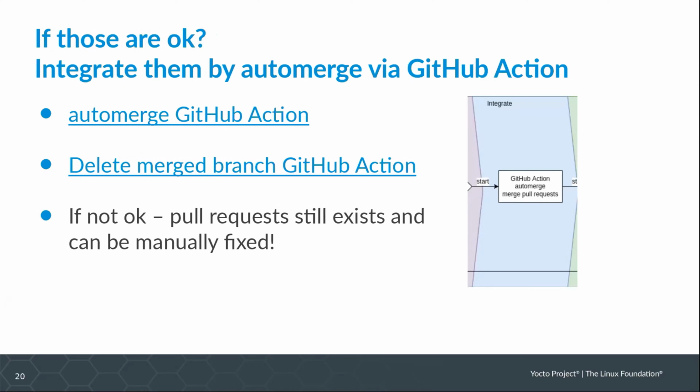So if those tests are okay, there is an auto merge GitHub action. And after those GitHub pull requests are merged, those branches are deleted. And if they are not okay, the pull requests still exist, and they can be manually fixed. This is the same state as a normal contribution. So if one of the tests failed, you have to go into the log files and check what happened, why it's not okay.